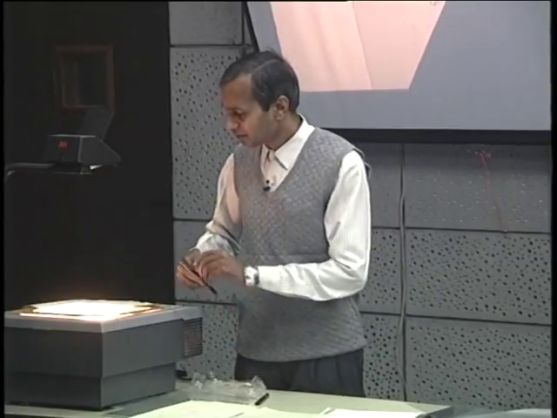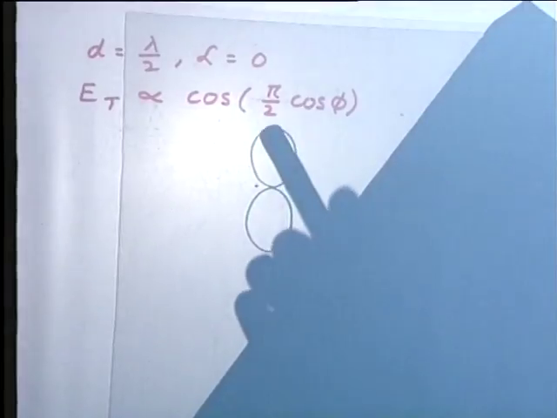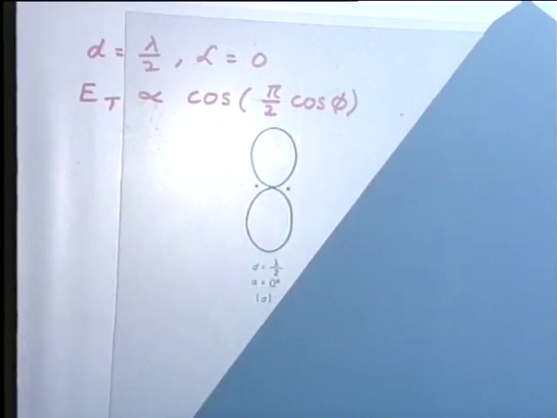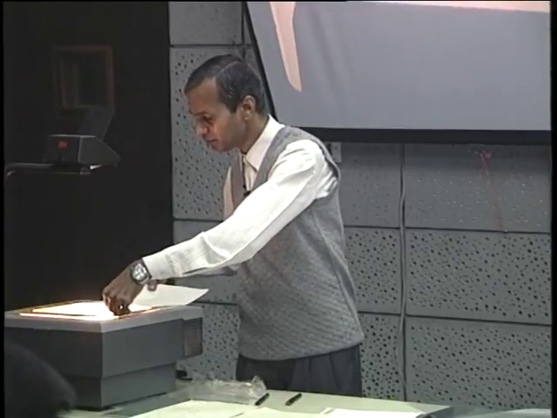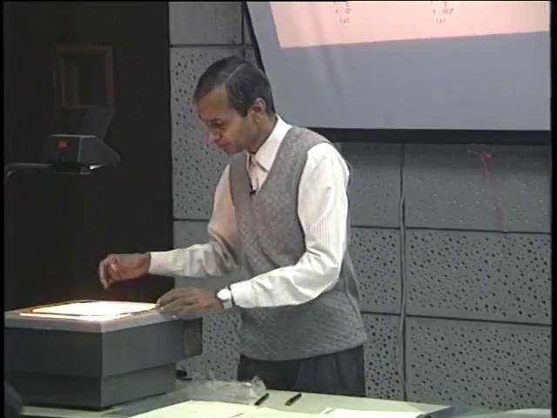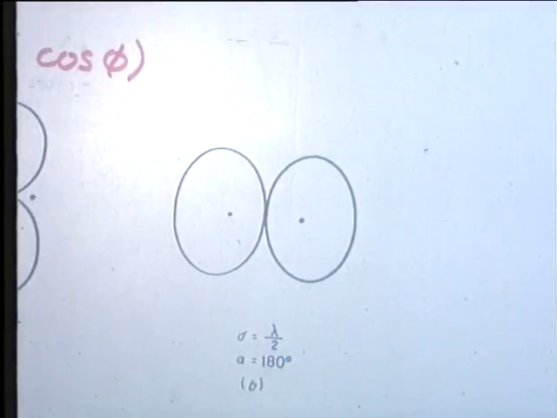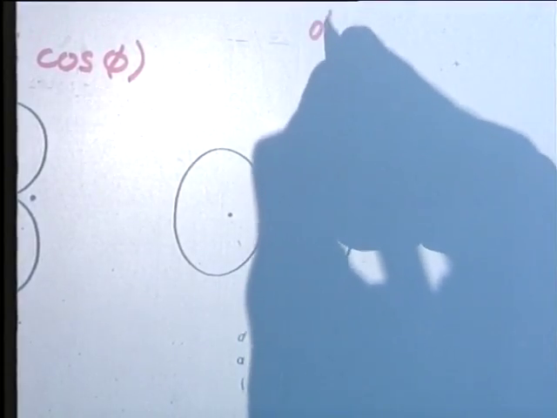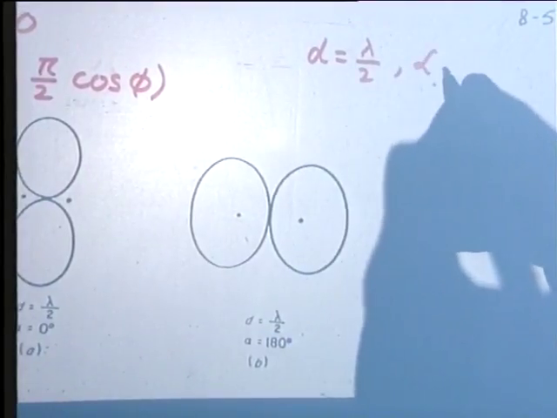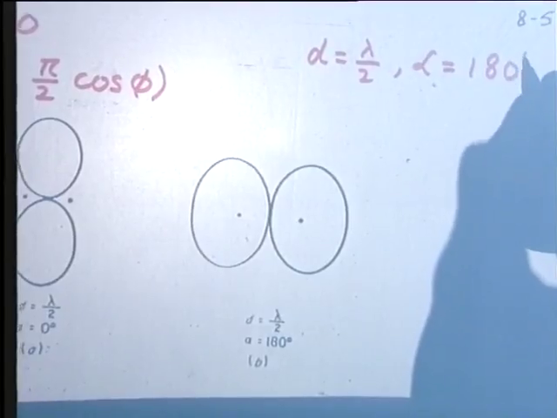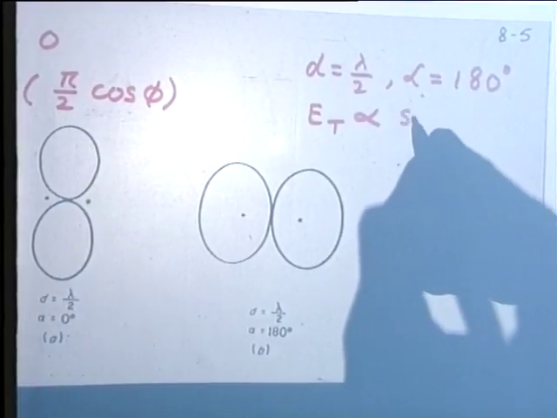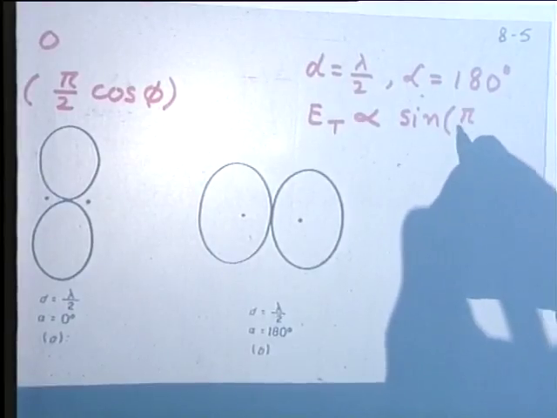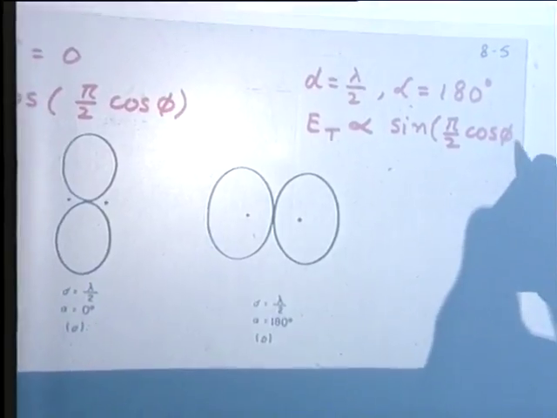Now, of course, the requirement may be different. We may require the maximum radiation in some other direction. There is a very simple solution to that. Let us say we change the phasing, keep the same separation, that is d equal to lambda by 2, and alpha becomes pi or 180 degrees. In which case, you will see that for d equal to lambda by 2 and alpha equal to 180 degrees, we will have a total electric field magnitude which is proportional to sine of pi by 2 cos of phi.